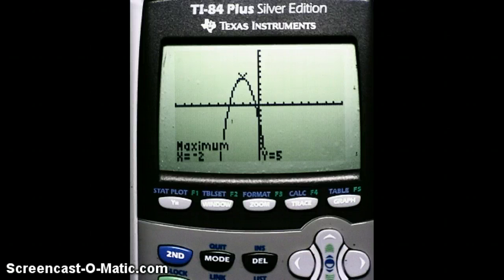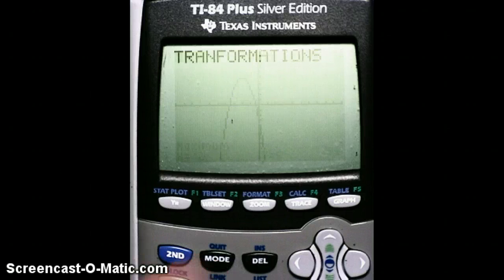I hope that information helped you. So there's some information on your calculator related to transformations. I hope that helps you.